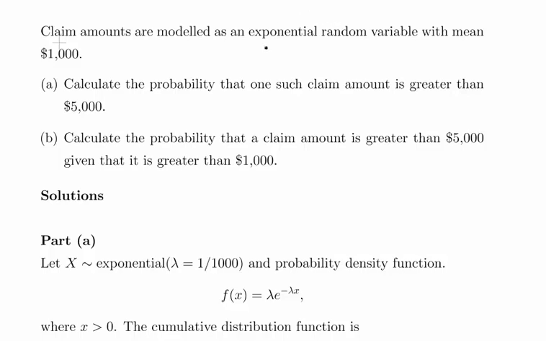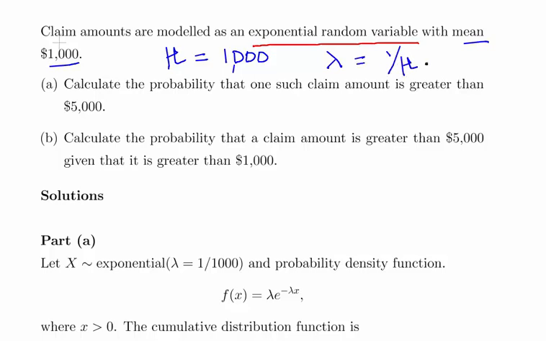Okay, in this presentation we're going to look at a continuous distribution example, particularly an exponential random variable. Claim amounts are modeled as an exponential random variable with mean 1,000 US dollars. So mu is equal to 1,000, and if mu is 1,000, that means the rate parameter, lambda, is 1 over mu, which is equal to 1 over 1,000. That's something we're going to need later on.